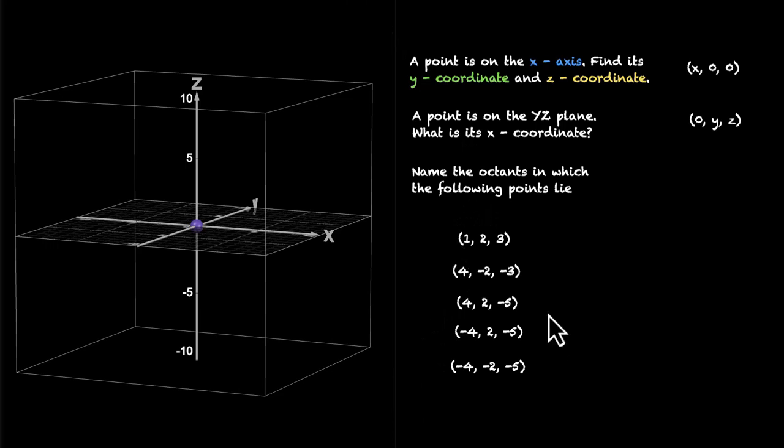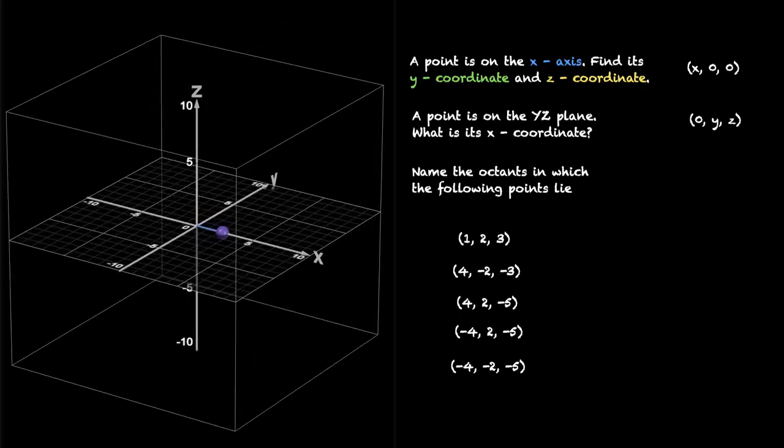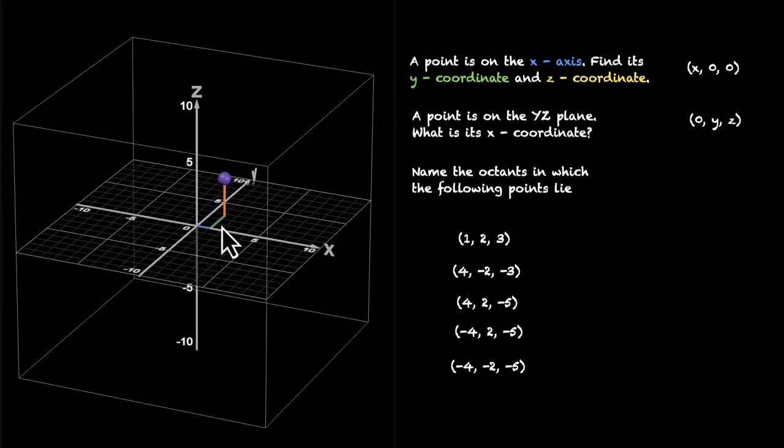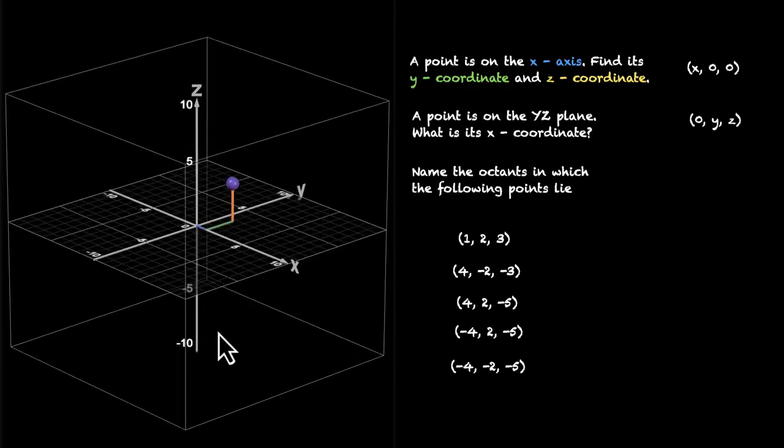Alright, let's do this together. 1, 2, 3. So we're moving 1 unit along the x-axis. Then we have 2 units along the y-axis. And then 3 units along the z-axis. So 1, 2, 3 is here. All 3 coordinates are positive. This means that this is in the first octant.